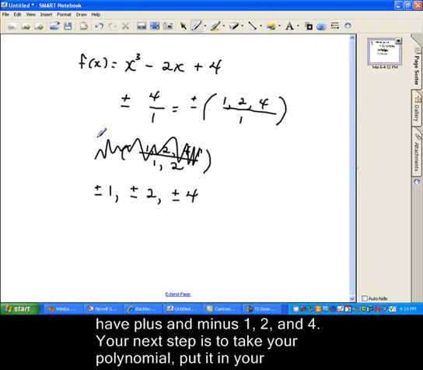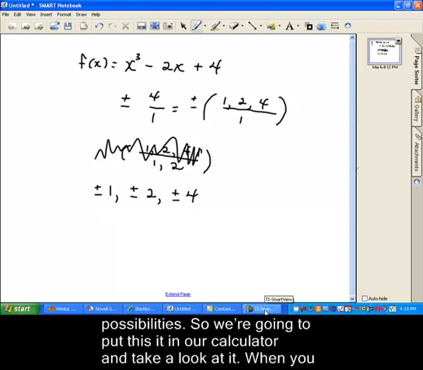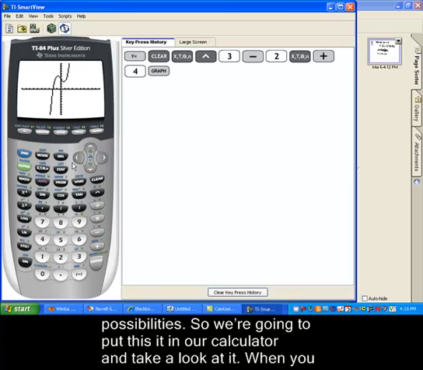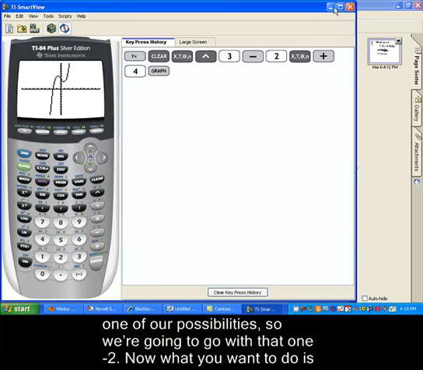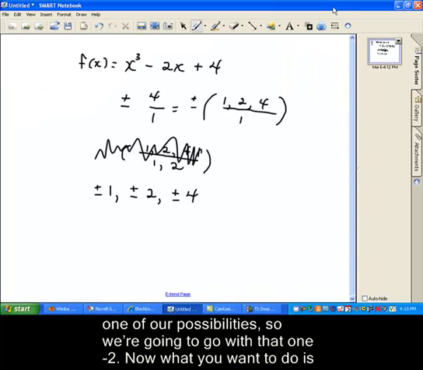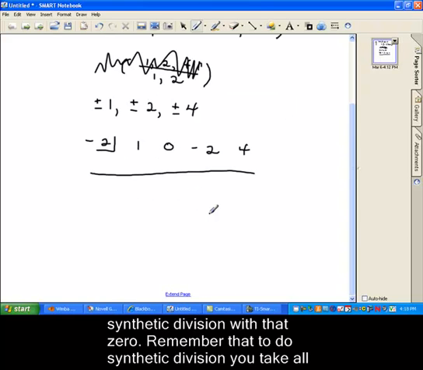Your next step is to take your polynomial, put it in your calculator, and look for a zero that matches one of your possibilities. We have 6 possibilities, so we're going to put this in our calculator and take a look at it. When you look at the graph, you see that it crosses the x-axis, it looks like at -2. That happens to be one of our possibilities, so we're going to go with that one, -2. And what you want to do is do synthetic division with that zero.